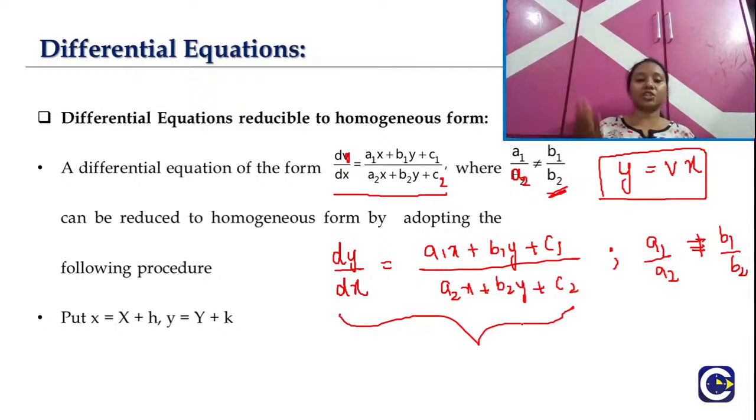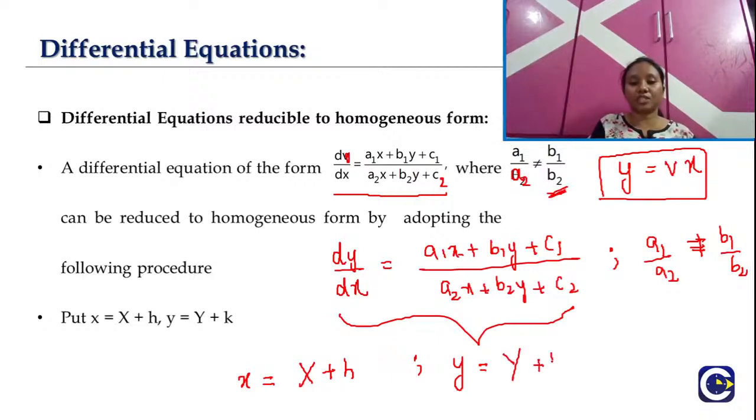For reducing the given differential equation into a homogeneous format, there is a typical procedure we have to follow. The first step is, in place of x, we substitute capital X plus some h. Similarly, in place of y, we substitute capital Y plus k. So this is the first step of reducing the given differential equation into a homogeneous form.